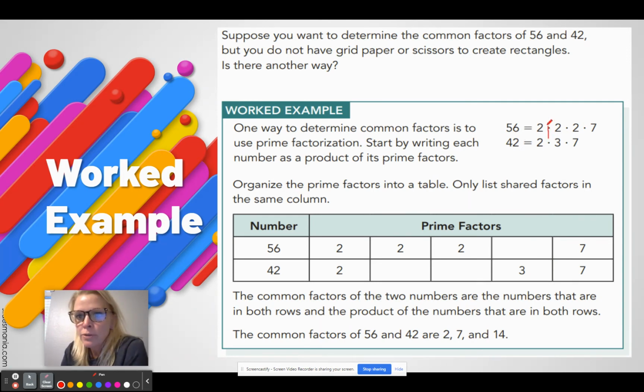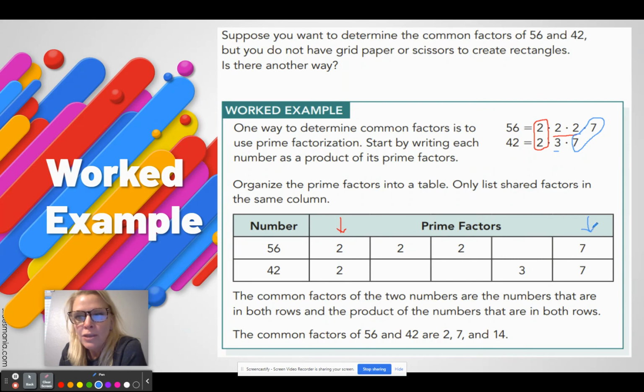So let's look at this number right here. Notice that they both have 2's, so we're going to put them both in this same column with 2's. Now 56 has 2 extra 2's, so we continue to make our rows and we have 2 and 2. And then 42 has a 3, but 56 does not have a 3, so it's going to have a blank here. But together, they both have the number 7, so notice that they're in the same column here.